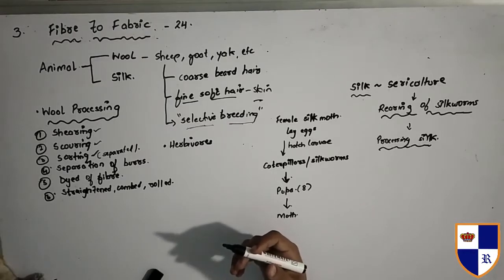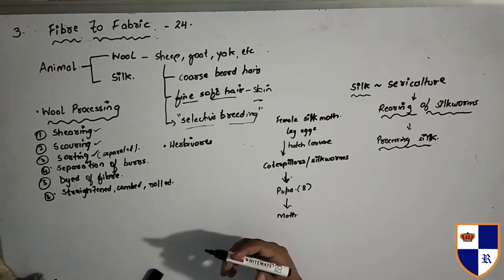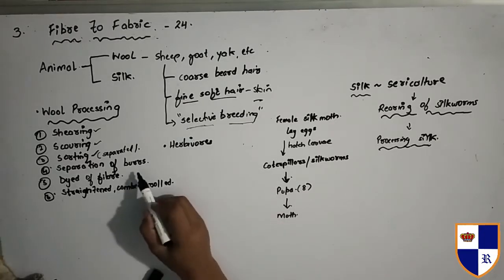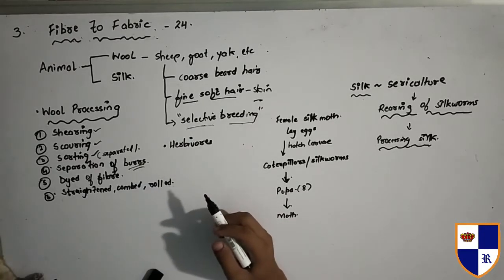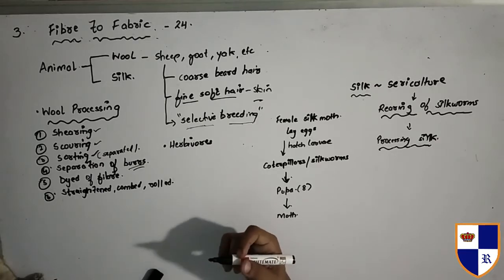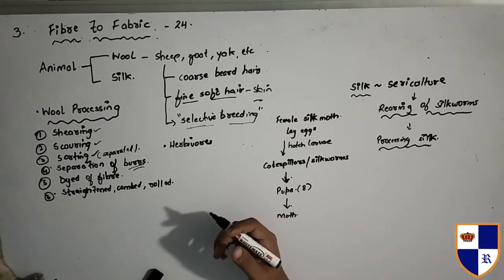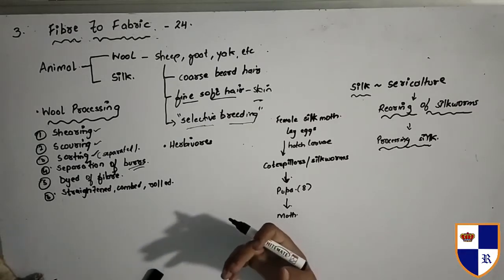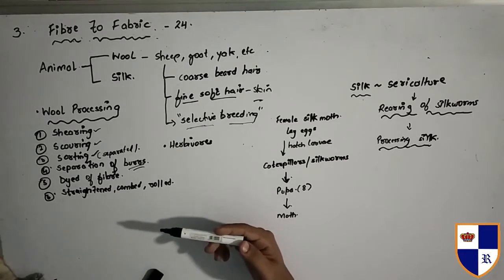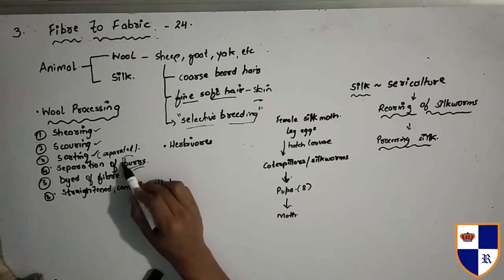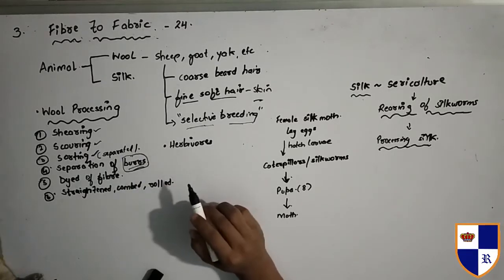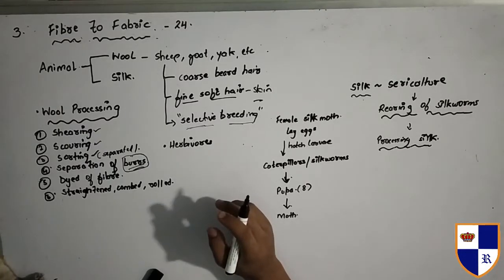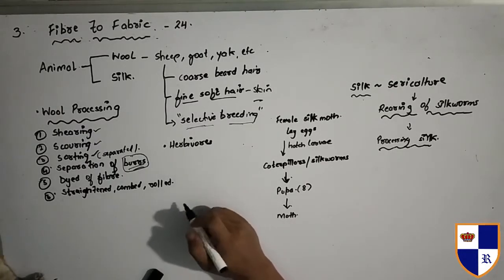And in step number 4, the small fluffy fibers called burrs, which we call burrs, are picked out from the hair. These are the same burrs which come from the sweater. So separation of burrs from the hair. So if you want, you can search in Google also.